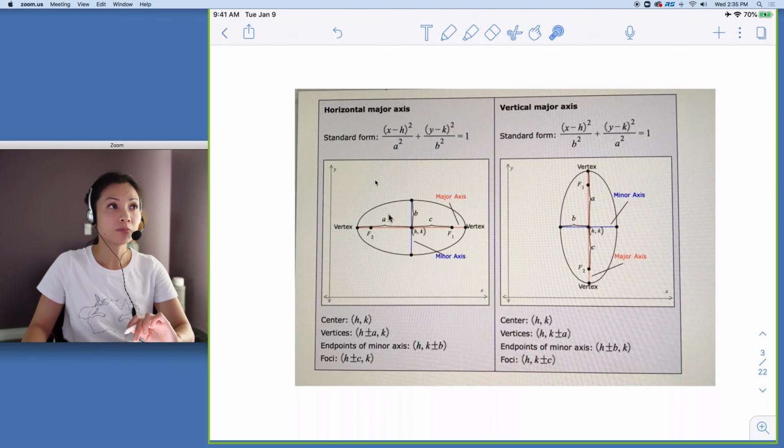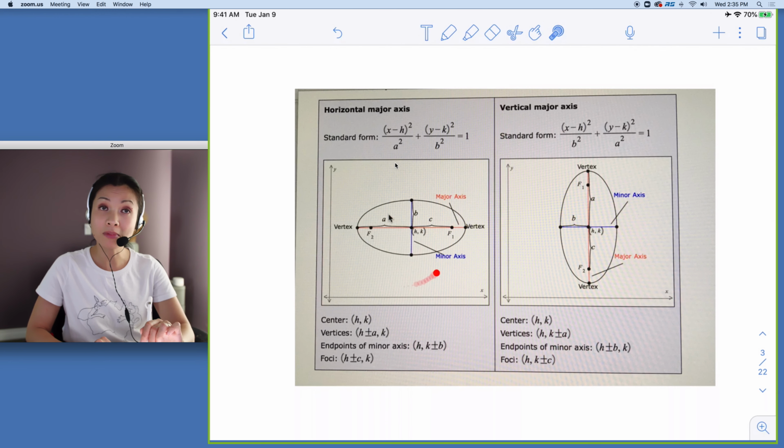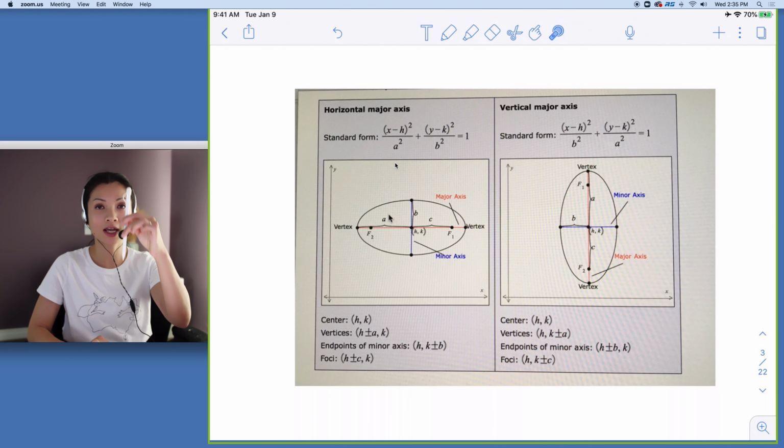Hi class, today we're going to talk about the ellipse and the hyperbola. You will see that we have two types of hyperbola and two types of ellipse. This one right here, you see the horizontal. This one has a horizontal major axis and this one has a vertical major axis. So one is the sideways and one is the vertical.